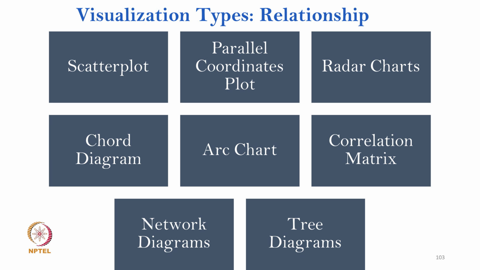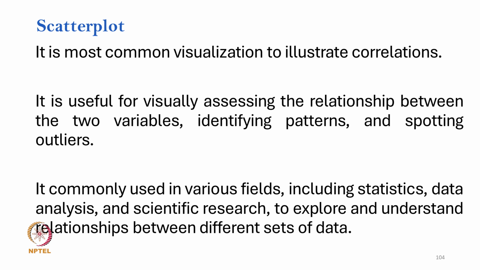There are a number of visualizations that can be created under the relationship visualization category, such as scatter plots, parallel coordinate plots, radar plots, chord diagrams, arc diagrams, correlation matrix, network diagrams, and tree diagrams. Scatter plot. The scatter plot is perhaps the most common visualization to illustrate correlations, and these are useful for visually assessing the relationship between two variables, identifying the patterns, and spotting outliers. And scatter plots are commonly used in various fields such as statistics, data analysis, and scientific research to explore and understand the relationship between different sets of data.